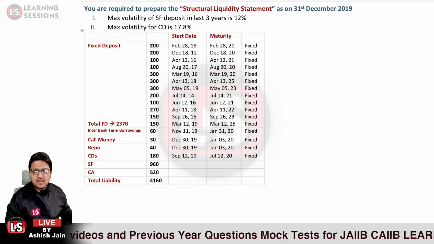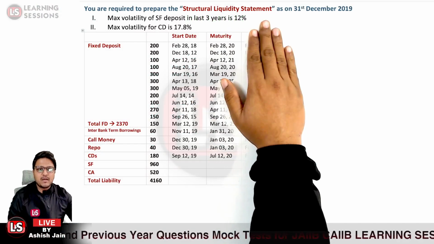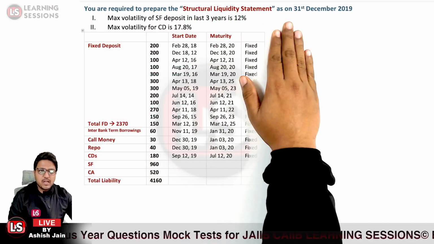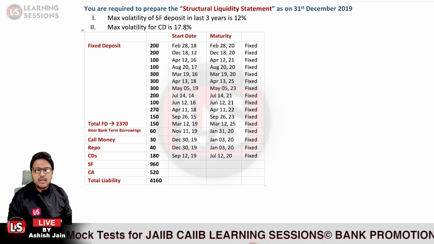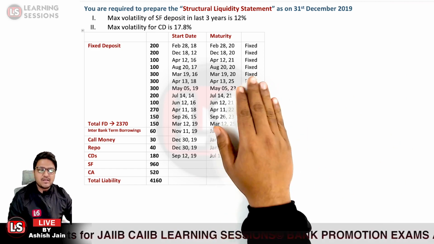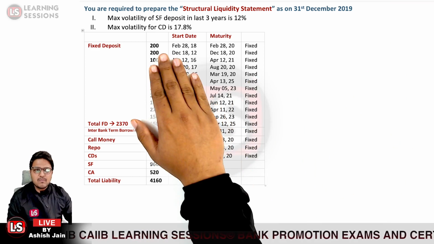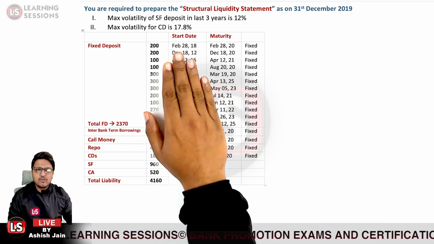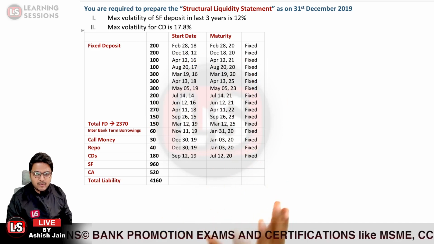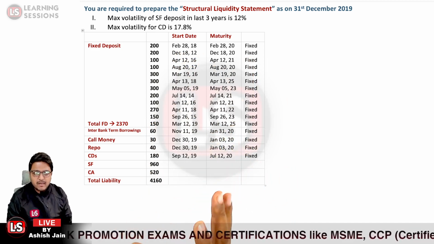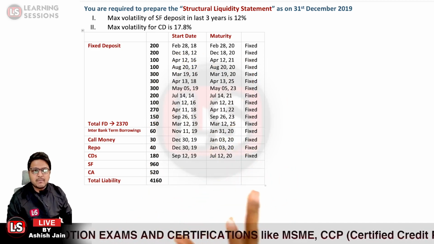Over here we are having the case study. It says you are required to prepare structural liquidity statement as on 31st December 2019. Maximum volatility of the saving fund deposit in the last 3 years is given to be 12%, and maximum volatility for the current deposit is given to be 17.8%. Further, we are provided with the data in table format, with different parameters, along with the start date and the maturity.